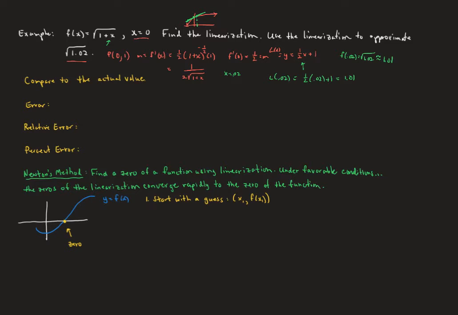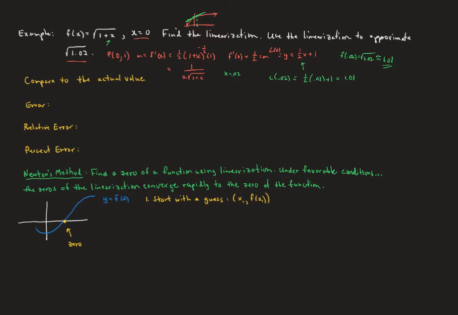Pretty painless to find, since we're just using a tangent line, a line, to approximate this square root curve. So let's get some notation and some vocabulary in here. Here's our approximation. Now we want to compare it to the actual value so we can talk about the error, the relative error, and the percent error. These are ways that we compare it to the actual value.